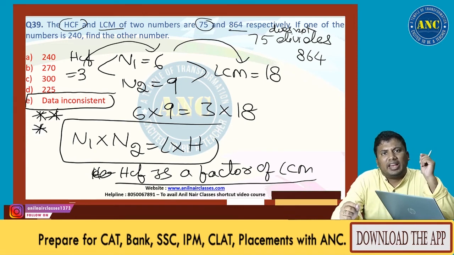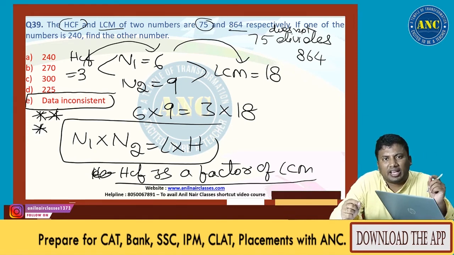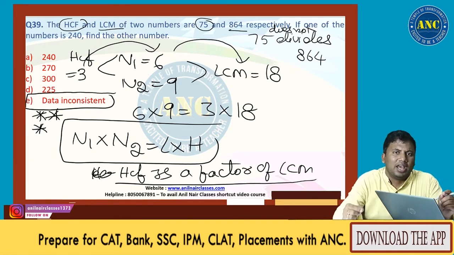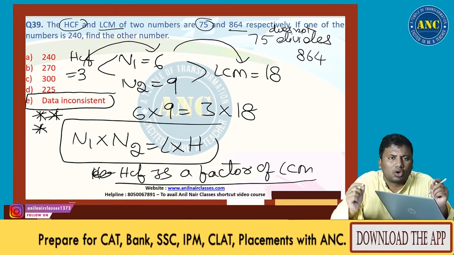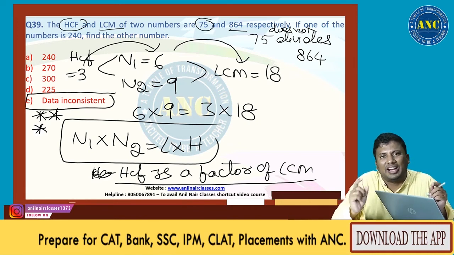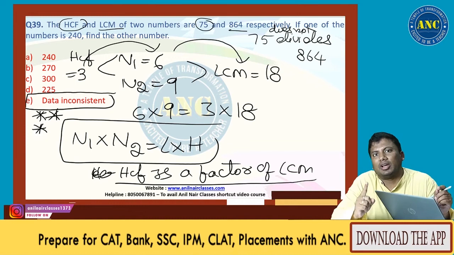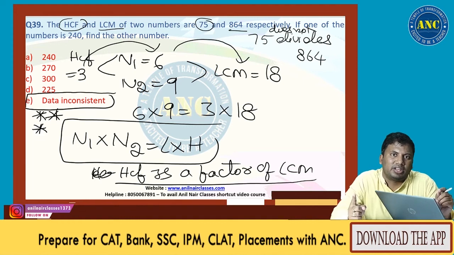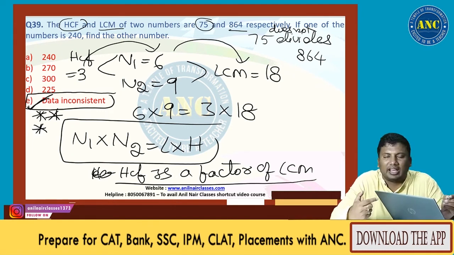Going through inexperienced teachers and thinking that whatever they are teaching is the best method will affect your score. If you are ill, you should go to a good doctor. My role is to convert the illness in your preparation to a wellness in your preparation. Product of two natural numbers equivalent to LCM into HCF. This is only possible when HCF is a factor of LCM. Answer for this question is data inconsistent.